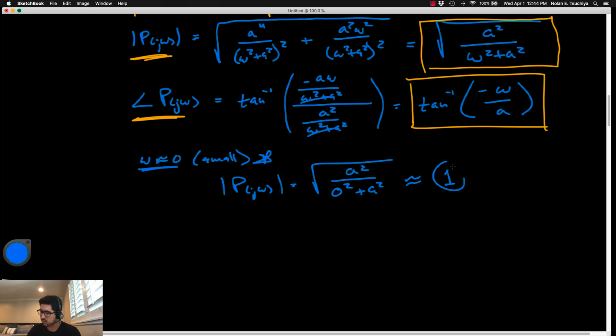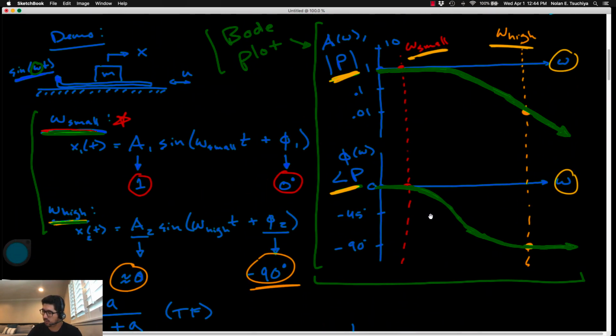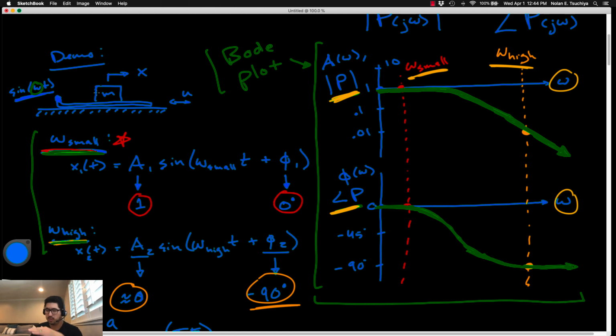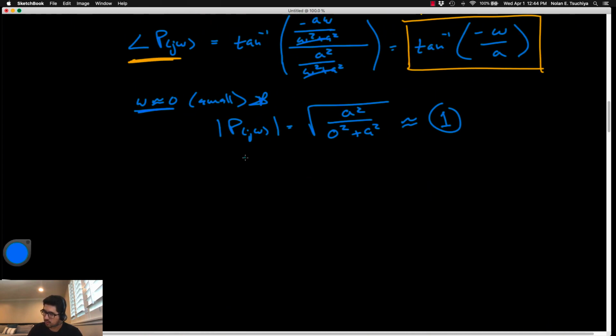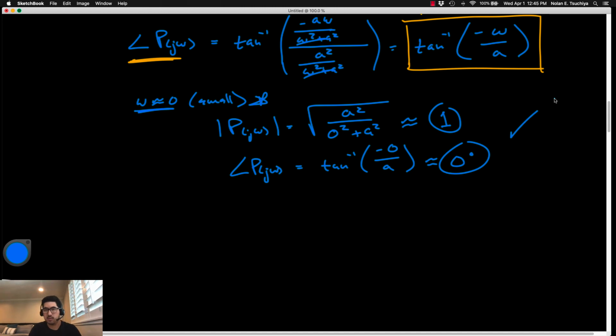This magnitude agrees with what we got experimentally, because for that very low frequency where the object was still stuck to the piece of paper, we determined that we had a magnitude of 1. We can do the same thing for the phase, and hopefully we'll come up with a phase of 0. If we plug into the expression the arctangent of essentially 0 over a, the arctangent of 0 is in fact 0. So we've got our first experimental data point verified analytically through the use of our magnitude and phase functions.